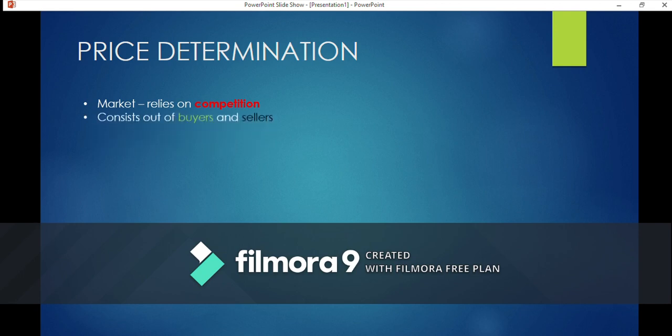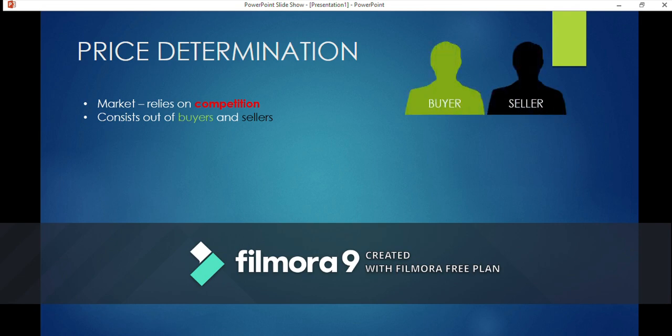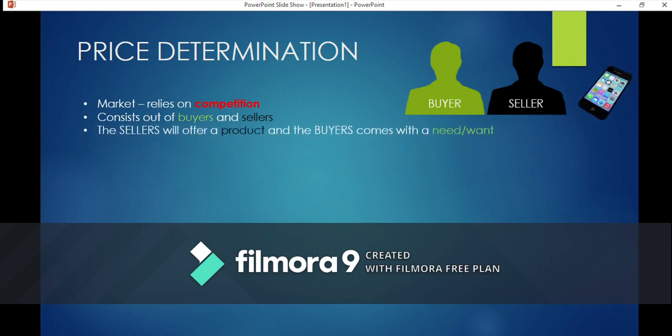In any case, we said the market consists of buyers and sellers. There's millions of buyers and millions of sellers. I'm not saying that specifically in South Africa, but in the market in general, this is the biggest thing. This is how we do e-commerce. There must be buyers, there must be sellers, otherwise there's nothing. Okay, so you've got your buyers and sellers. The sellers will offer a product, and the buyers come with a need. They've got the old outdated phone, the seller's got a nice brand new iPhone.